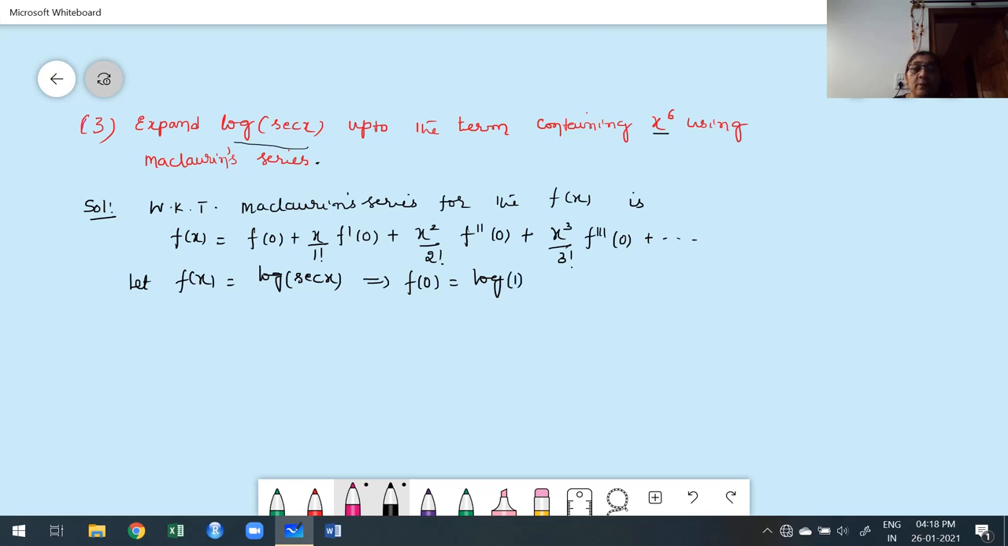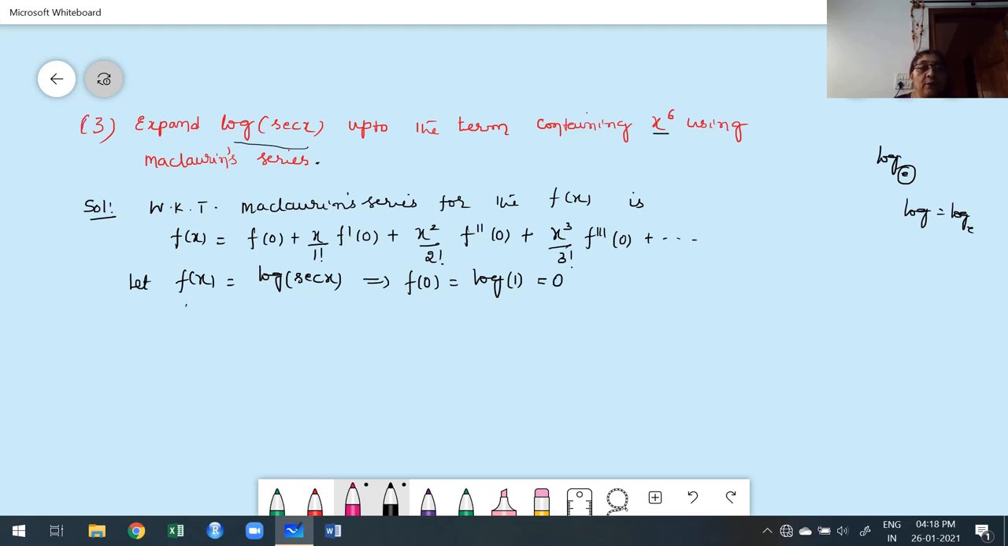Secant 0 is 1, but log 1, keep in mind that in mathematics, when we simply write log, the base must be e. Don't confuse it with your core subject. In mathematics, log means the base e. Therefore, log 1 base e is 0. Therefore, f of 0 is 0.